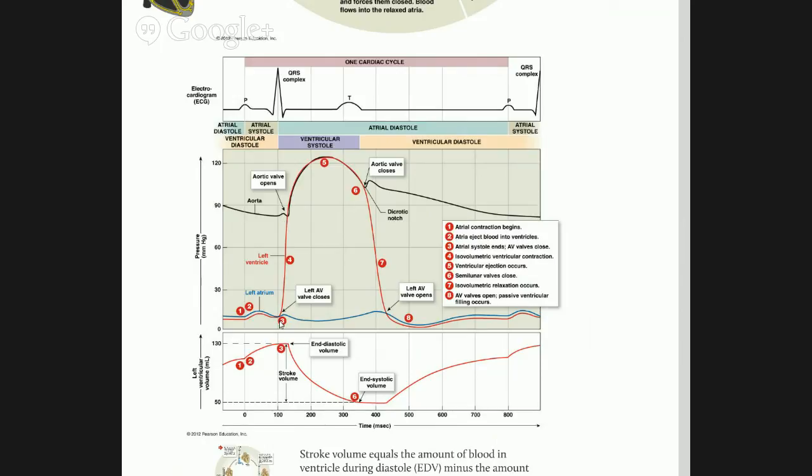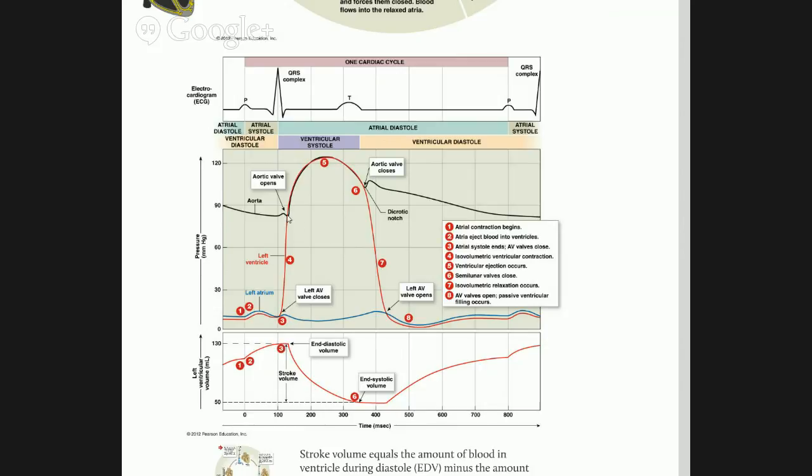So between this point right down here where the left AV valve, the mitral valve, closes, and the aortic valve opens, both of those valves are closed, and no blood's moving, the pressure is just building up. If we look at the volume down here, it all corresponds. This is when the mitral valve closes, this is when the aortic valve opens, and the volume line is flat.